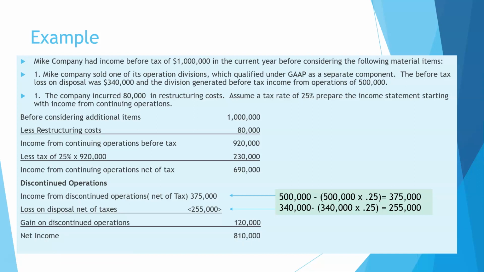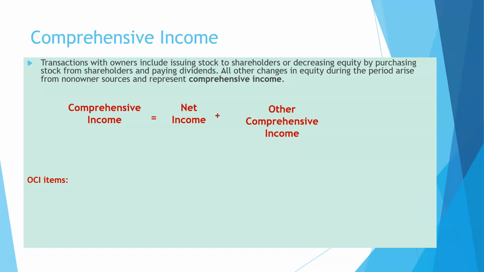Now, what if we had other items that are not part of normal transactions? And these are specifically designed. They would be part of other comprehensive income. So, you have to remember you have net income, and then you have other comprehensive income, which is also shown net of tax.